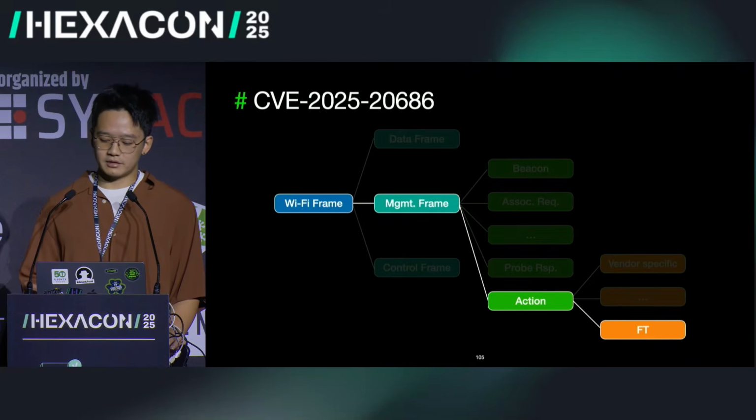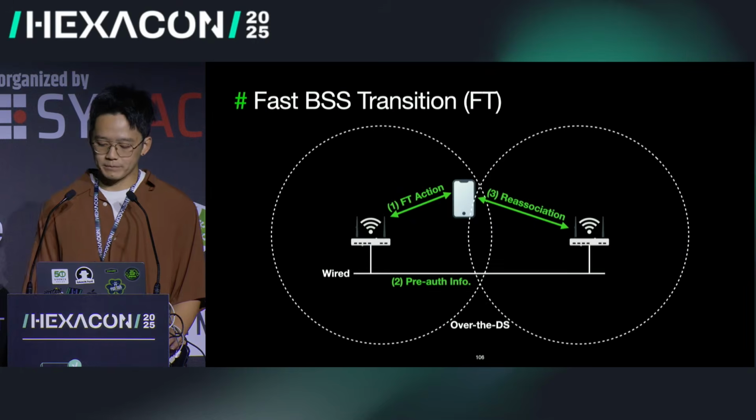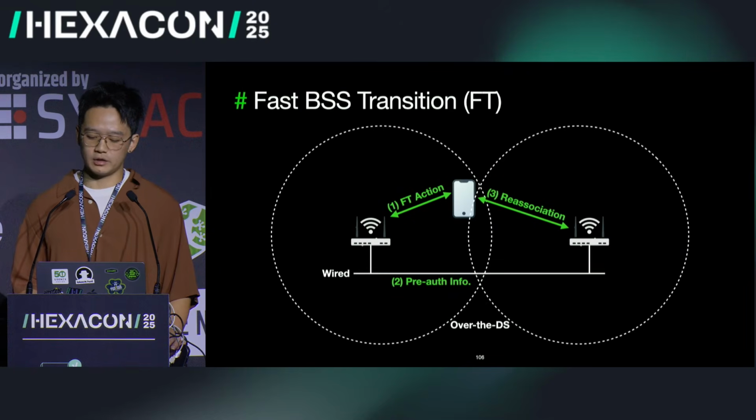Next, let's take a look at our second vulnerability. This one occurs in FT action frames. So what is FT? FT stands for fast BSS transition. This feature helps reduce the long delay when roaming between APs. Using FT can reduce BSS switching delay to an acceptable level.